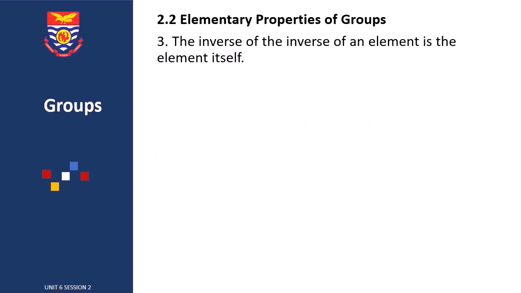So, elementary property 3. The inverse of the inverse of an element is the element itself. This is very simple and self-explanatory. It looks very interesting. As in this one, let me try to help you prove it. If you let A be a member of G, what it states is that the inverse of the inverse of A is A itself. So let's prove it.